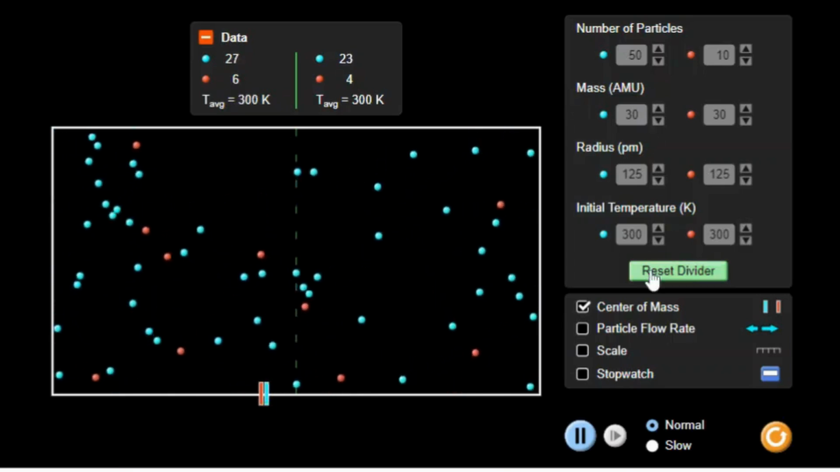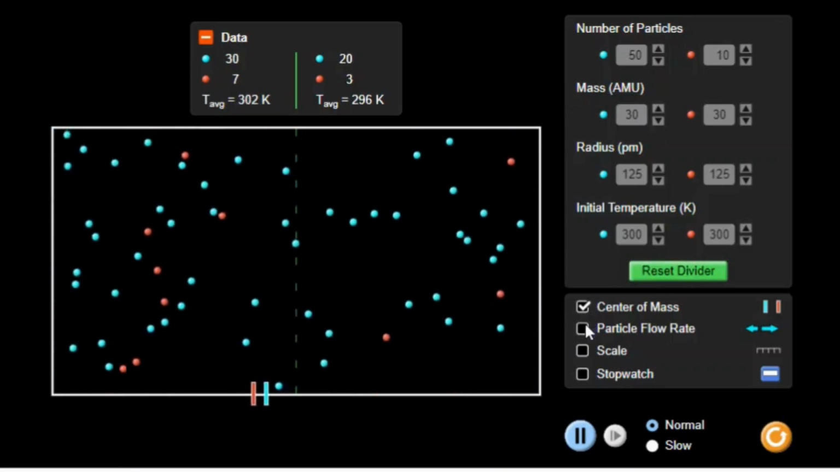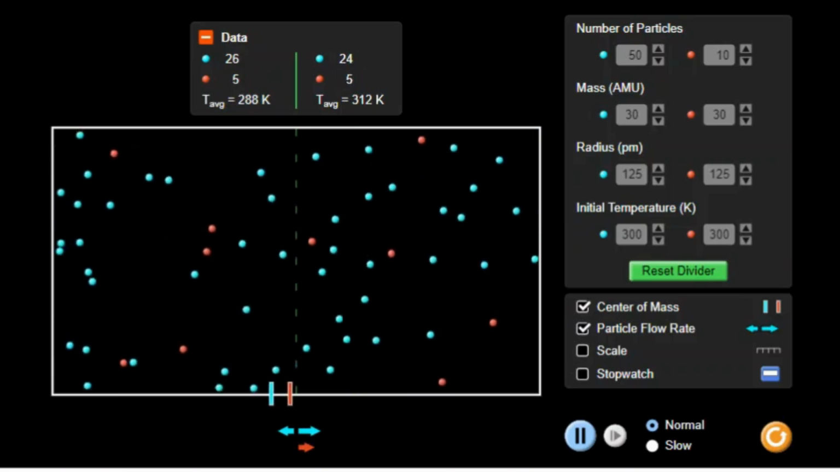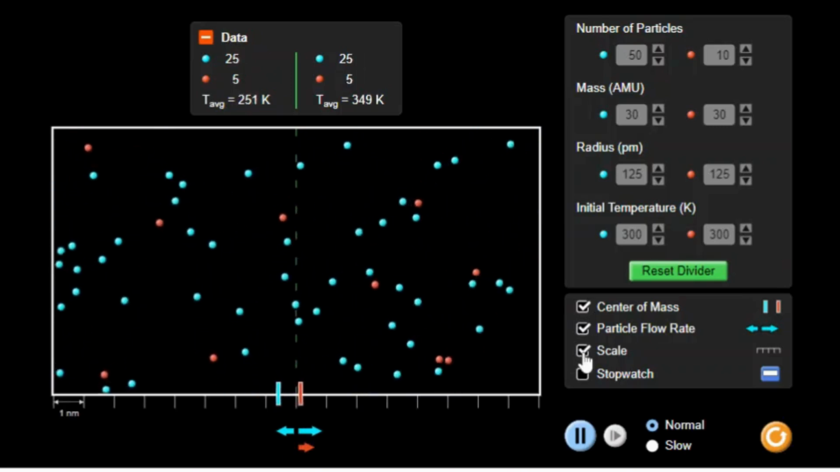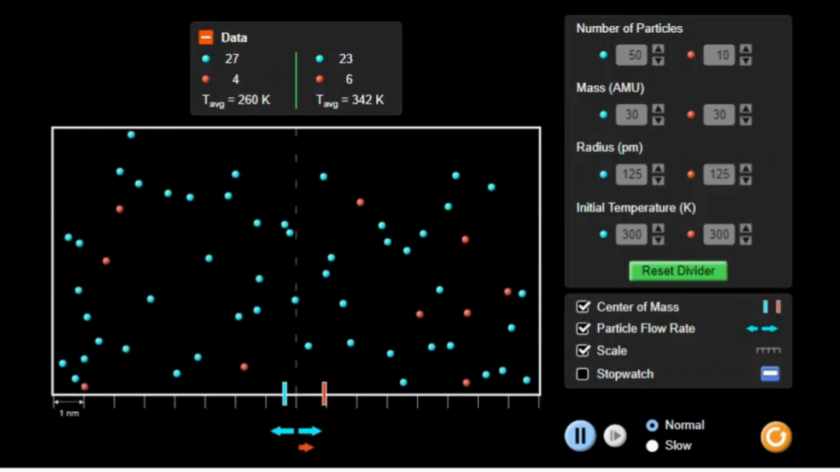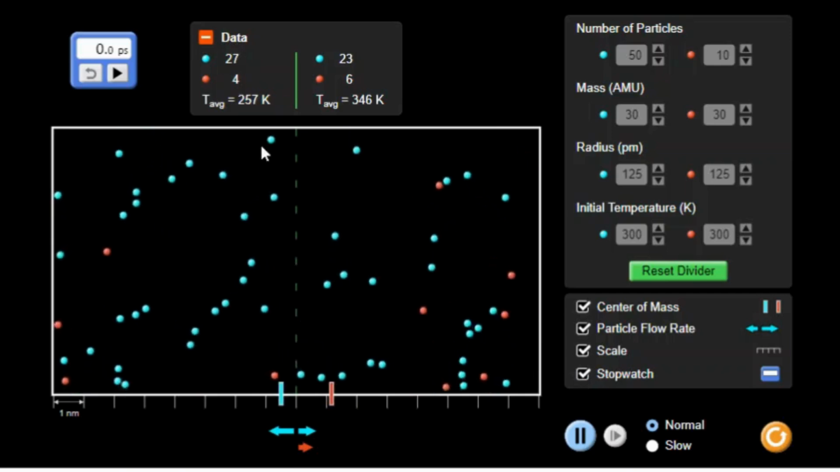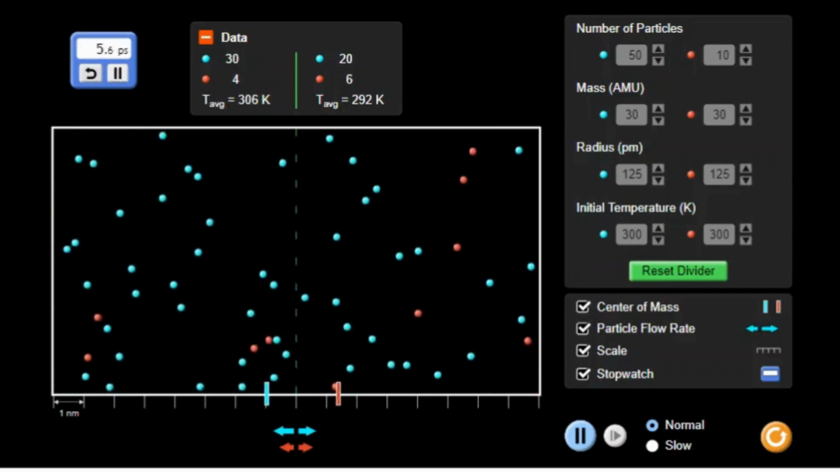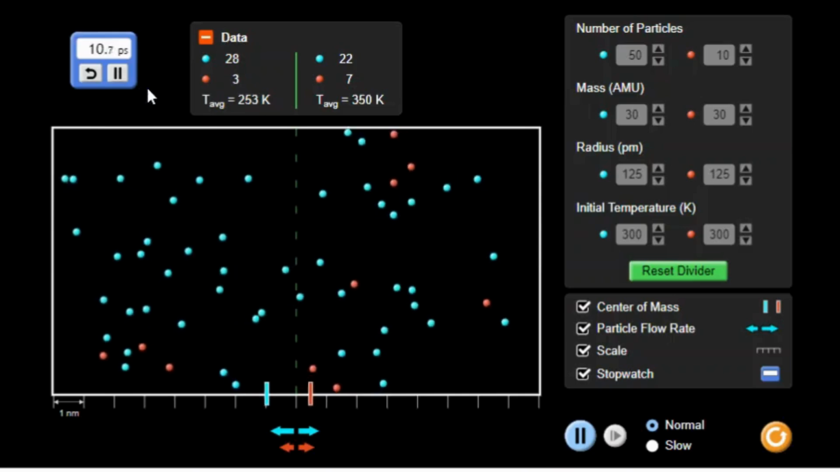The simulation allows students to adjust the concentration of the gases to observe how this affects the rate of diffusion. Higher concentrations of one gas relative to the other will result in a faster diffusion rate, as particles move more rapidly from areas of high concentration to areas of low concentration.